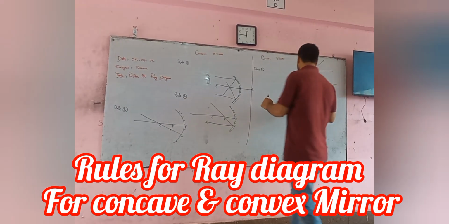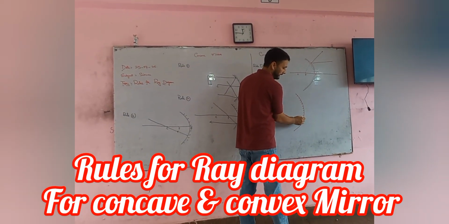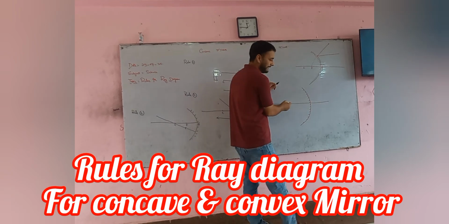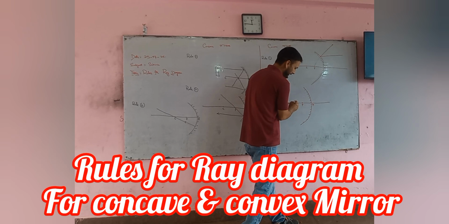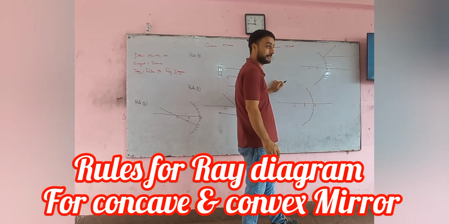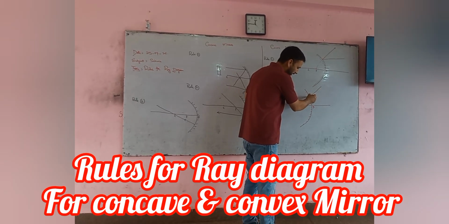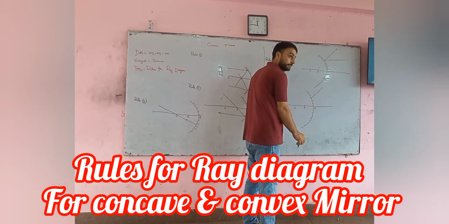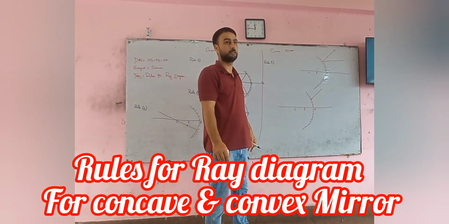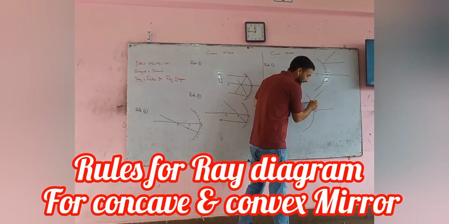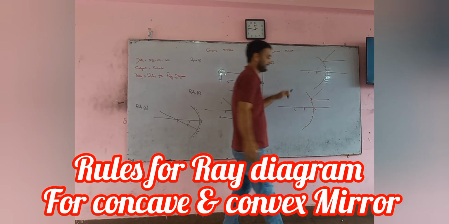Second rule is this. This is a convex mirror, the principal axis, and the pole of the mirror. There is the principal focus and center of curvature. Second rule is, if the incident ray is directed towards the principal focus, the direction of the reflected ray will be parallel to the principal axis, like this.